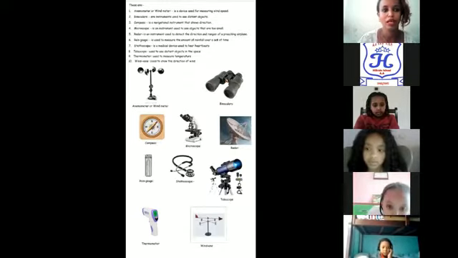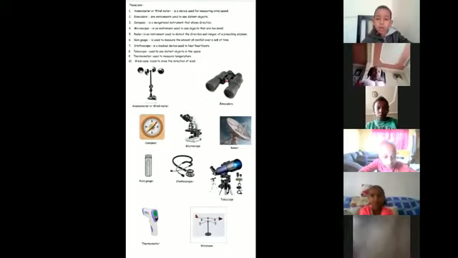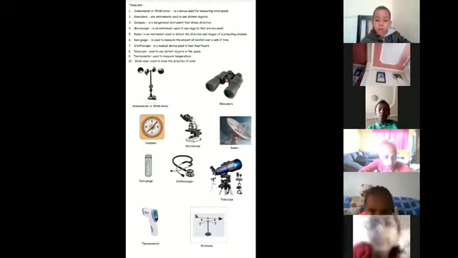So stethoscope is a medical device used to measure heartbeats. The eighth one is telescope. Telescope is used to see distant objects in space, okay? It helps us to see distant objects in space. And the ninth one is thermometer, and it is an instrument used to measure temperature.